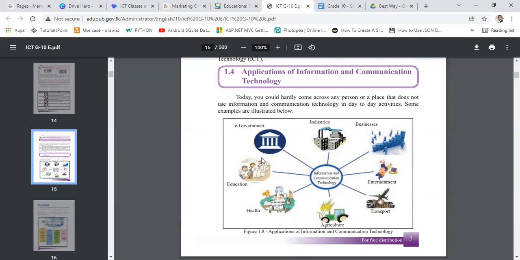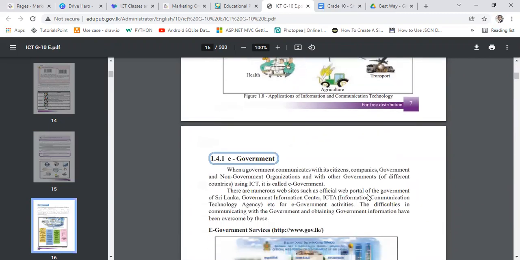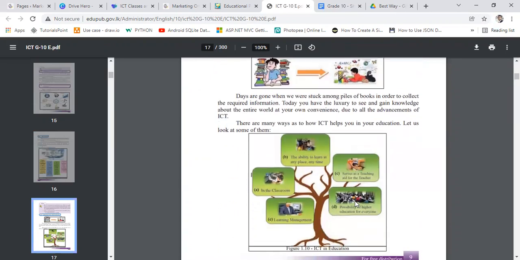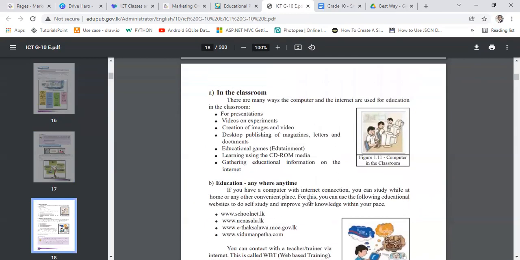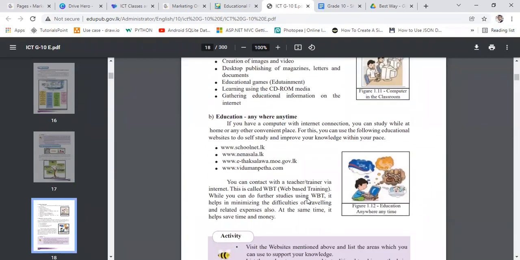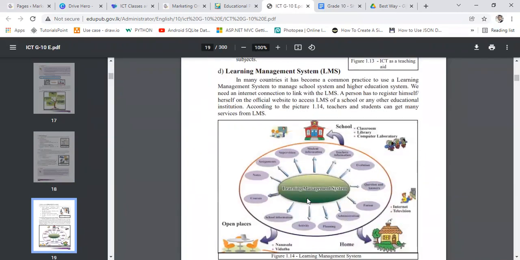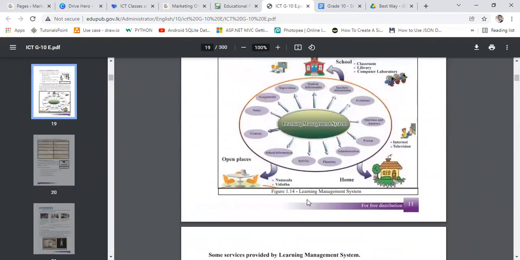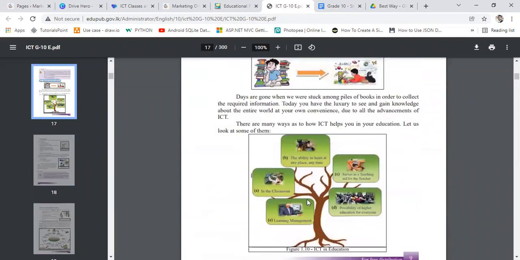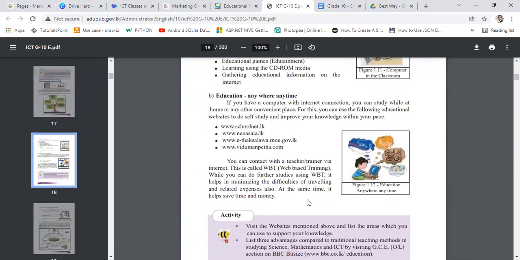If the sector or the industry is not mentioned, you can select education, e-government, health, or entertainment. You can explain those things because it's very easy. I'm not going to teach these things because it's very simple. When you read this, you will understand. There's nothing difficult here to confuse you. But if you have any doubts in these sections, just let me know, and I'll answer them.